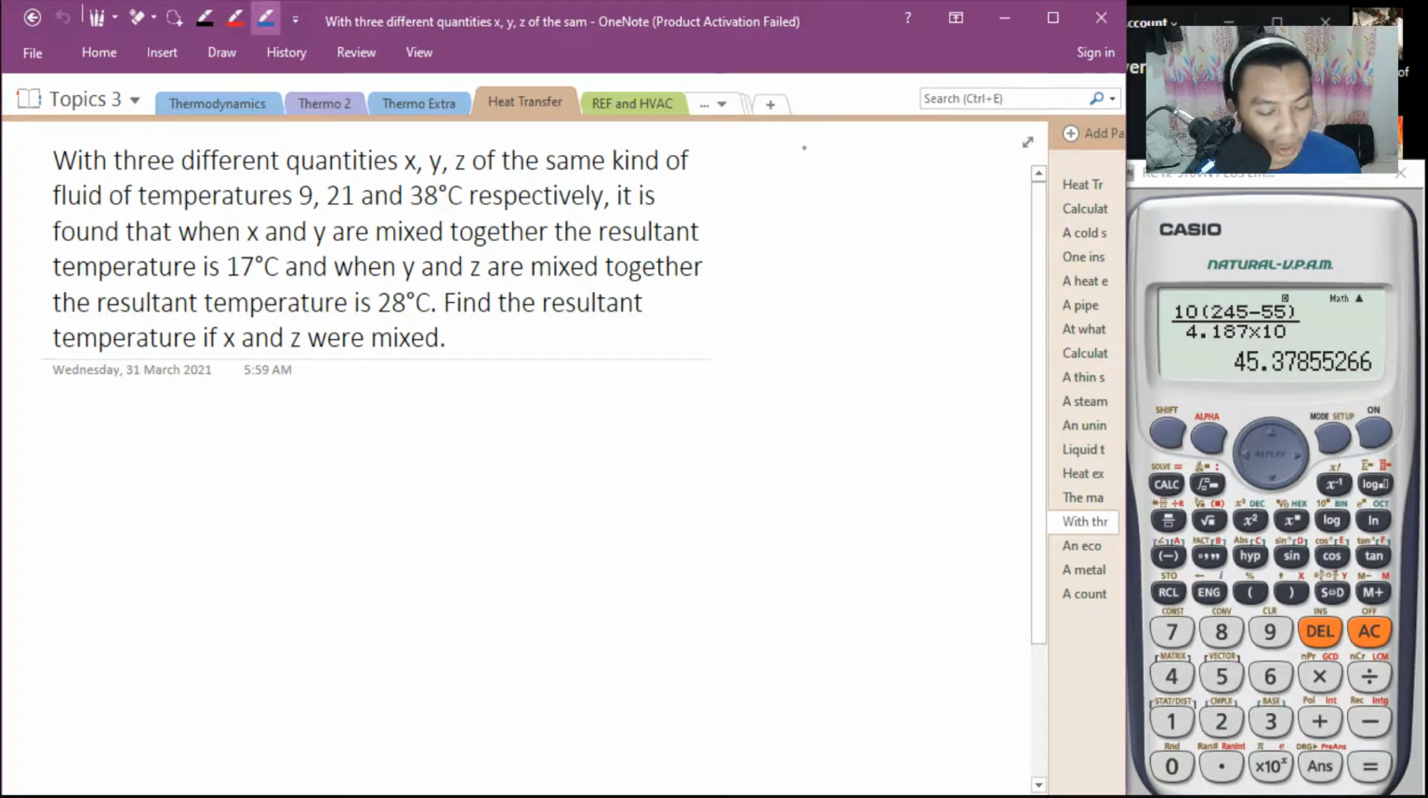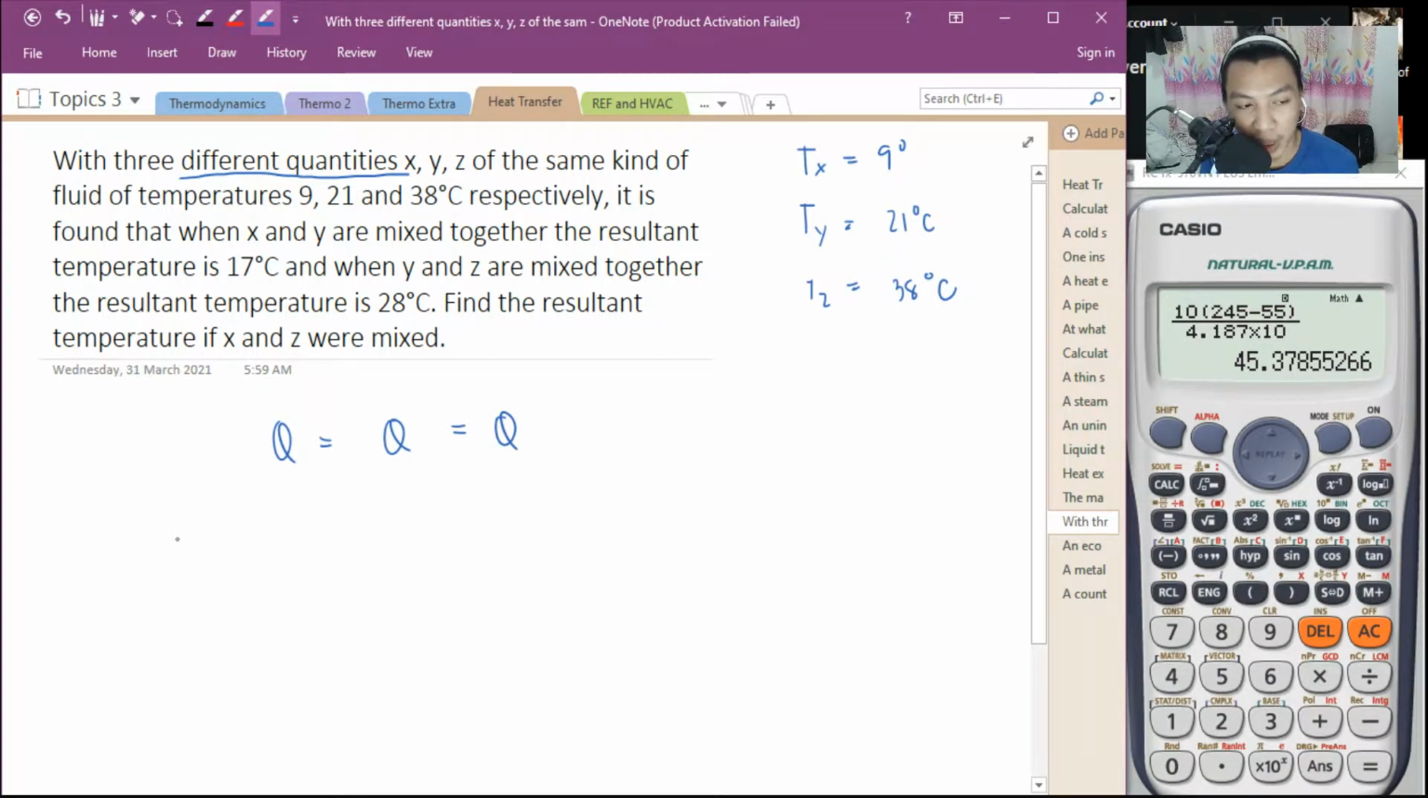So ilista natin yung temperature ni X. That is 9 degrees Celsius. The temperature ni Y, ayun, ito pala, three different quantities, ibig sabihin, iba-iba sila ng masses pero magkakapareho ng CP, okay? TY, that is 21 degrees Celsius. TZ, that is 38 degrees Celsius. Now, going back, 'di ba pag nag-mix ang dalawang bagay, equal ang Q niyan, 'di ba? Pero magkakaiba ng masses, pareho ng CP.